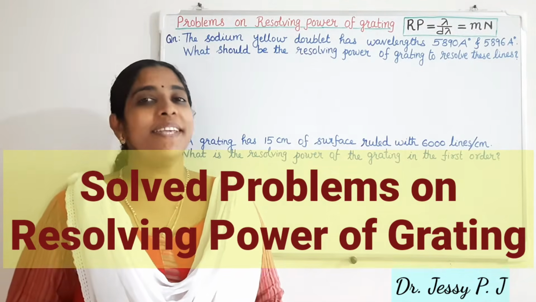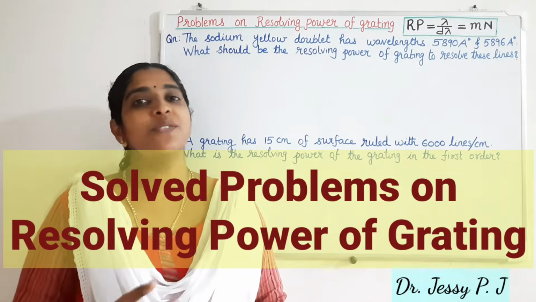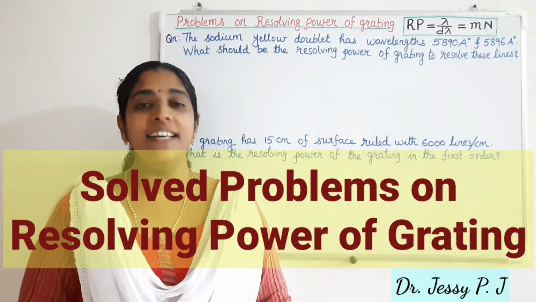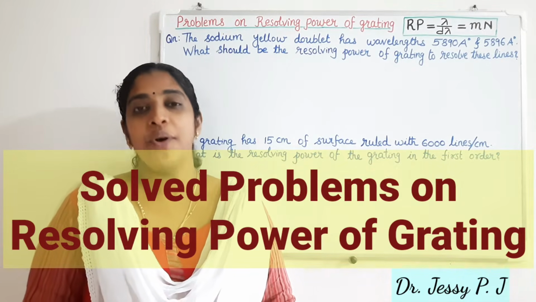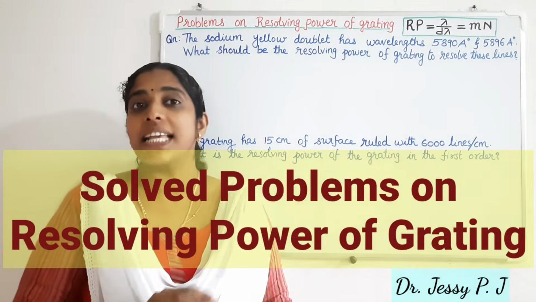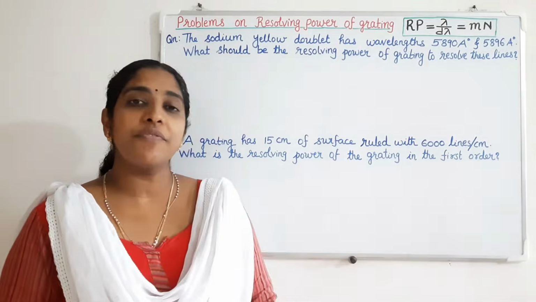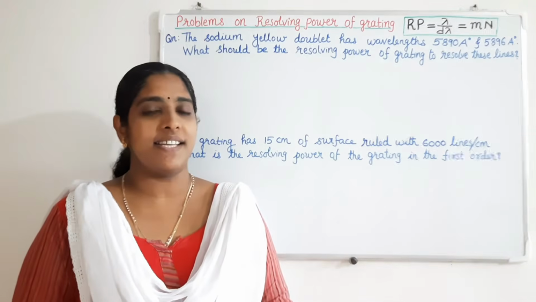Hi all, today we can discuss the resolving power of a grating. The resolving power of a grating is the ability to show two closely spaced spectral lines of wavelength as clearly separated. The resolving power expression we can find from Rayleigh's criterion.